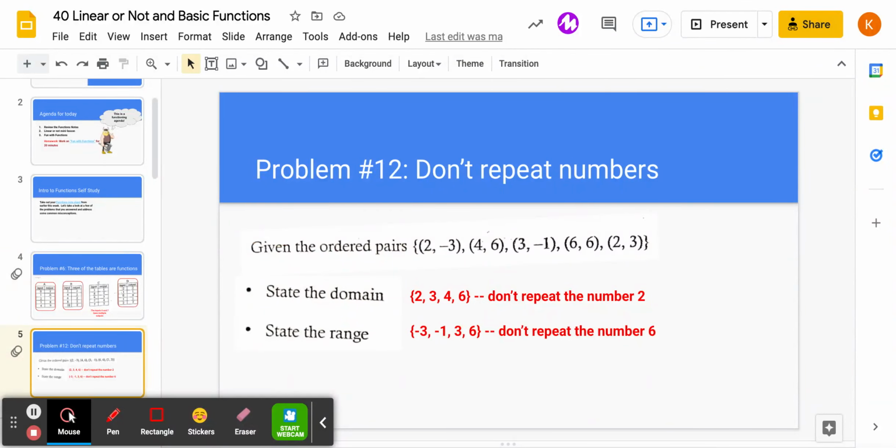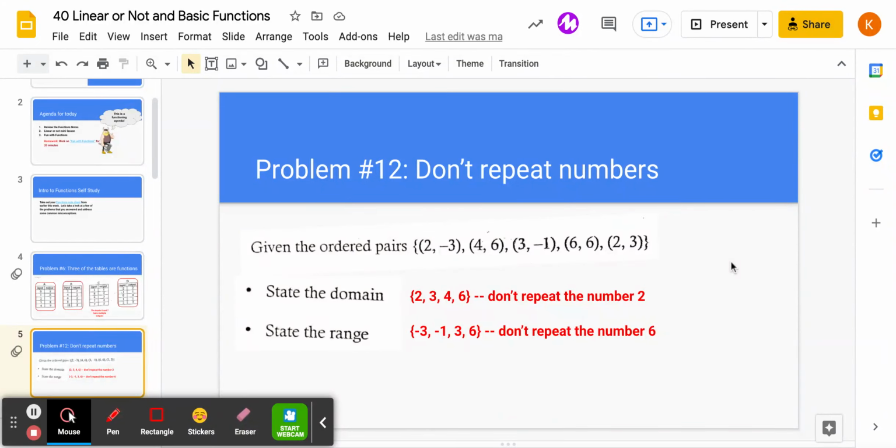Second thing here, when given ordered pairs, can we determine whether or not something is a function? Let's just look at it quickly. I see an input of 2, 4, 3, 6, and 2. Oh no, I see the 2's repeat here. Therefore, this would not be a function.